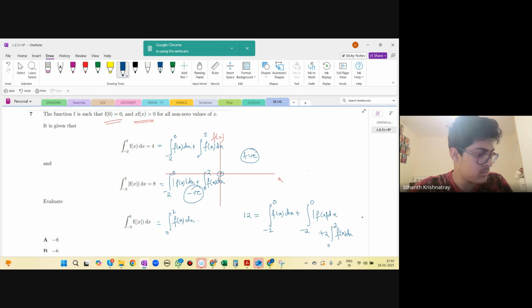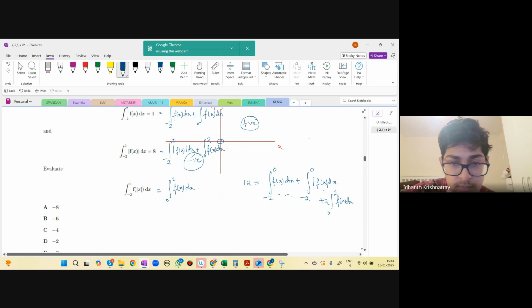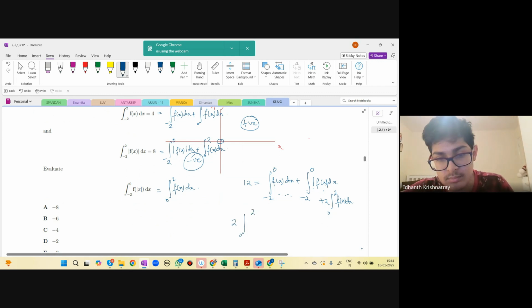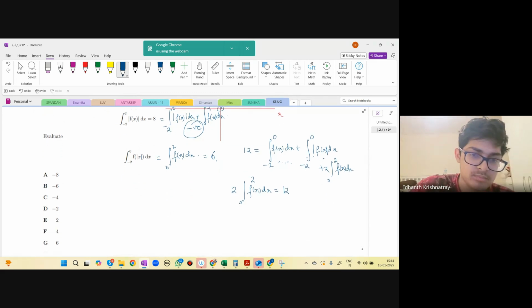Right? Now, here, when x is negative, fx is also negative, right? But here I'm taking the positive of that. That means these two will cancel out. This will be a negative value. This will be a positive value. Same, right? So these two will get cancelled. So therefore, 2 times integral 0 to 2 fx dx becomes equal to 12. Clear?